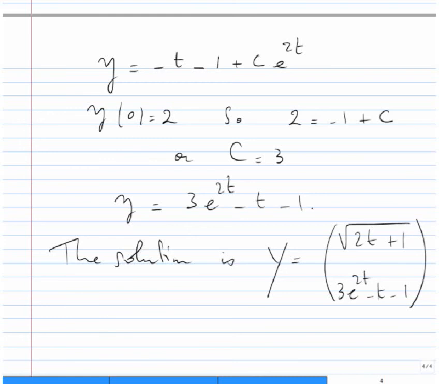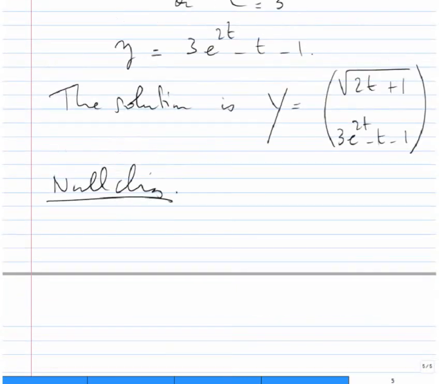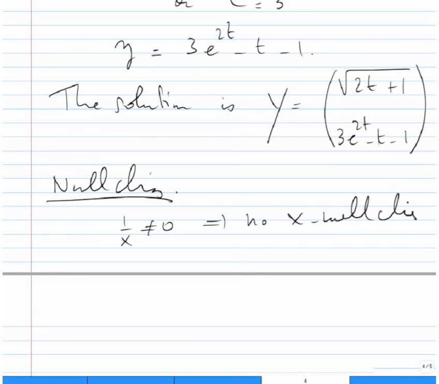Now, in order to graph this one, they want us to use the nullclines. It's not very hard to see that the x nullclines do not exist, since 1 over x is not equal to 0, so we have no x nullclines. And for the y nullclines, we get x squared plus 2y equals 0, or y equals minus x squared over 2. So this is for the y nullclines.